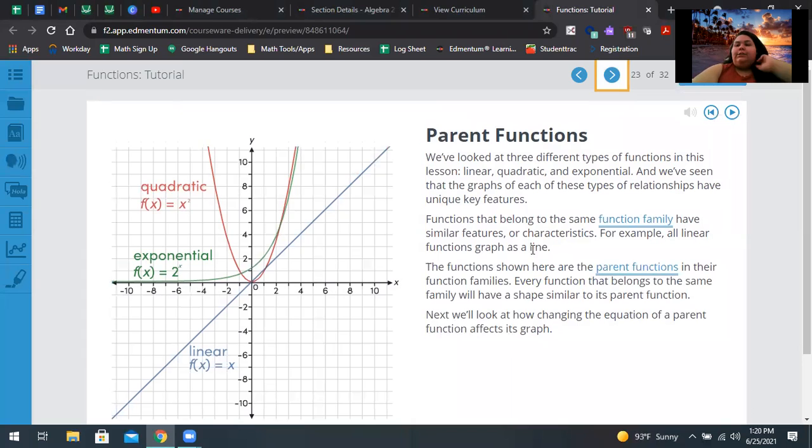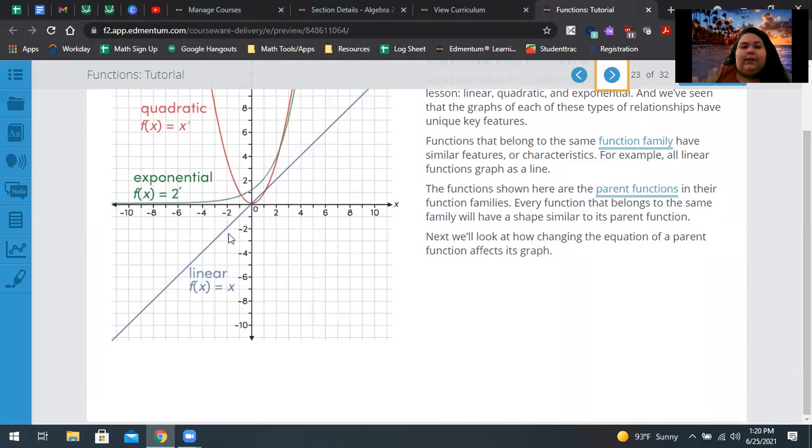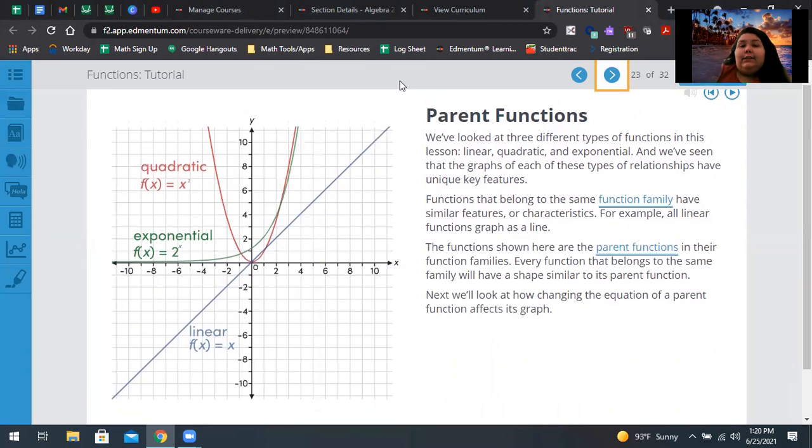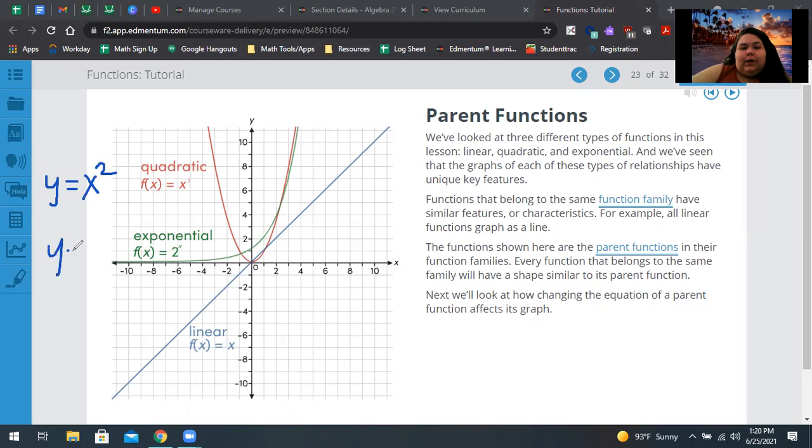So for this one right here, we're talking about the quadratic, y and f of x equals x squared. Here's our exponential, and here is our linear. It looks a little bit different compared to what I wrote, but it's very similar to this. F of x equals x squared is the same thing as y equals x squared. For an exponential, it's y equals 2 to the power of x. Remember, those f of x's can be swapped out for a y. So these are the 3 different functions in this lesson. We've been seeing linear, quadratic, and exponential.